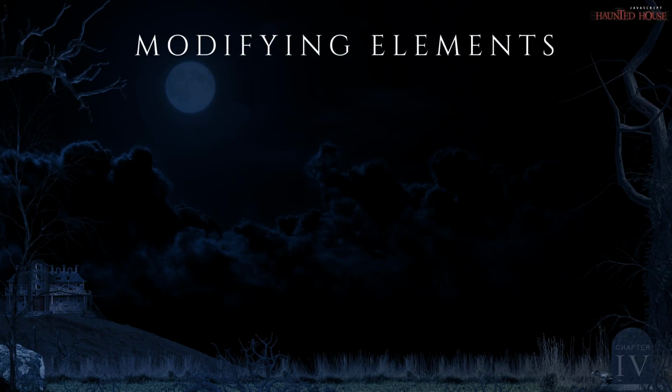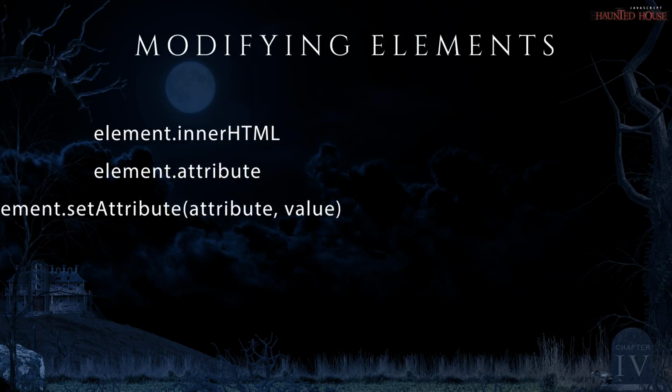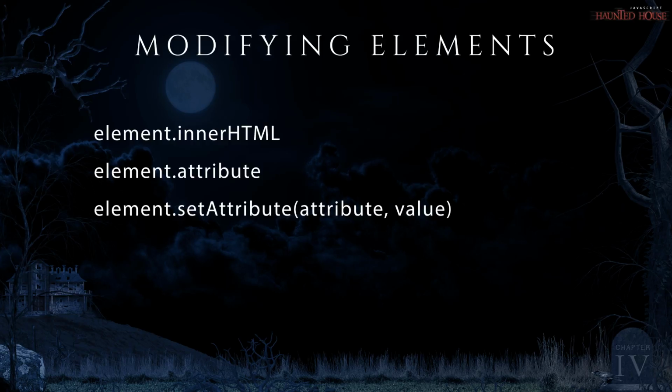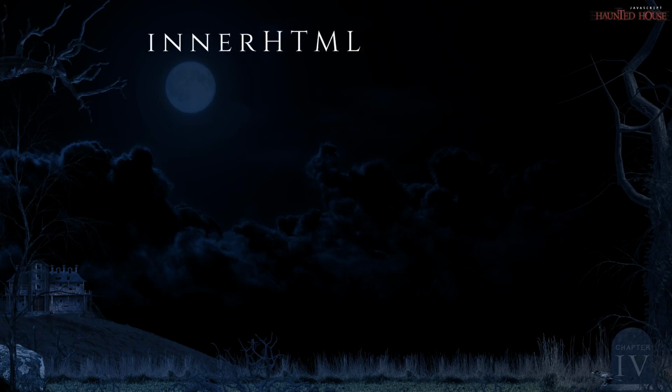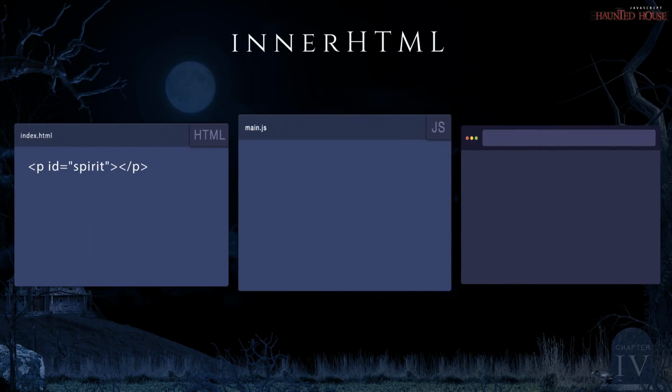Now that we have figured out how to select HTML elements, let's see how we can modify them. The DOM has four main methods to change elements within the page, which are innerHTML, attribute, setAttribute, and style.property. We have been using innerHTML in the previous chapters, so we know what it does.